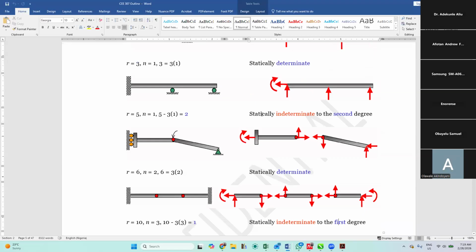Also, you can see different diagrams. Maybe they will draw it like this. Sorry, my hand is not straight on this one. They can draw it like this for a roller support. Or they can draw it like this for a pin support also, like we have here. Sorry, the math is not too clear.